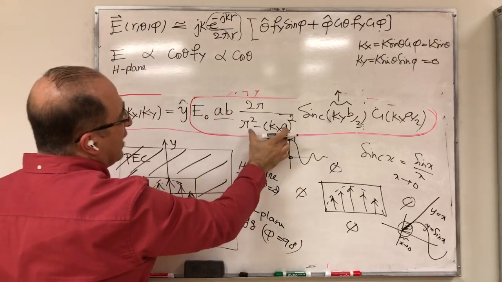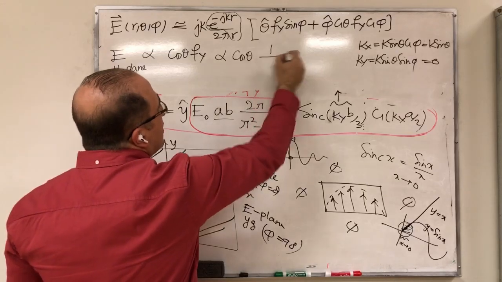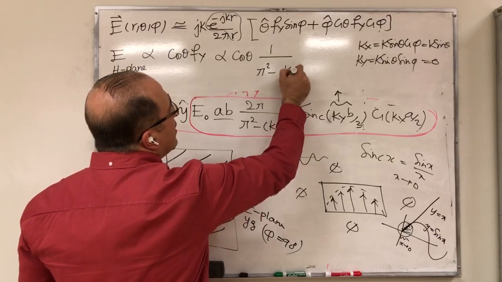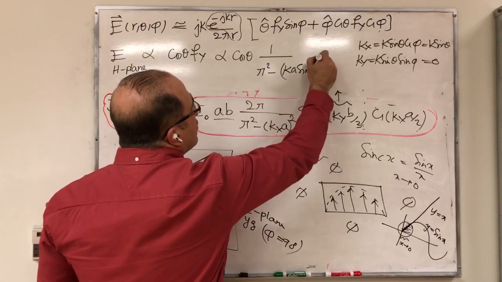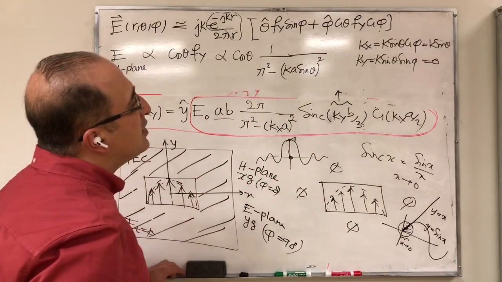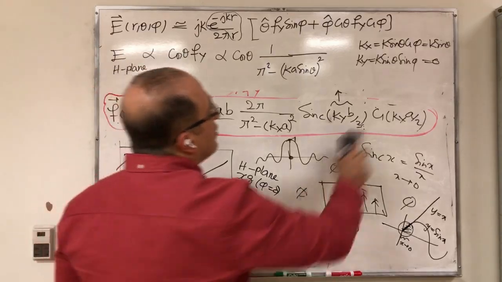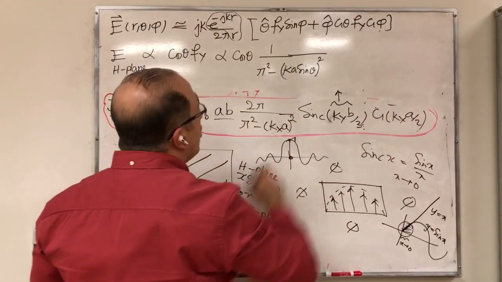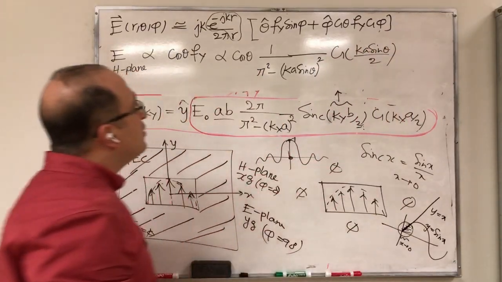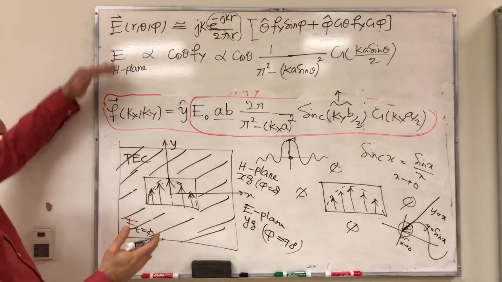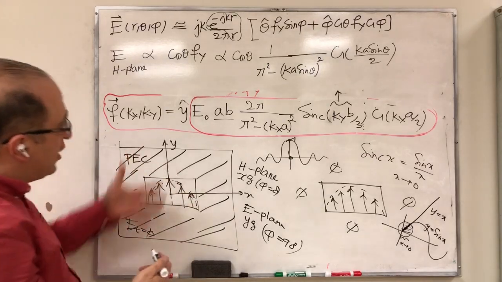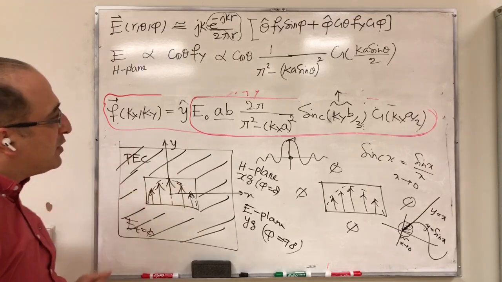And then another angular dependency that I have is here, pi over lambda times a minus kx, which was k sine theta, so ka sine theta to the power of 2, and then this was 1. Then I get cos of ka sine theta divided by 2. So this is going to be the electric field in the H plane of the antenna, which is ideal. It is mounted on a PEC. So you have an aperture mounted on a PEC plane.